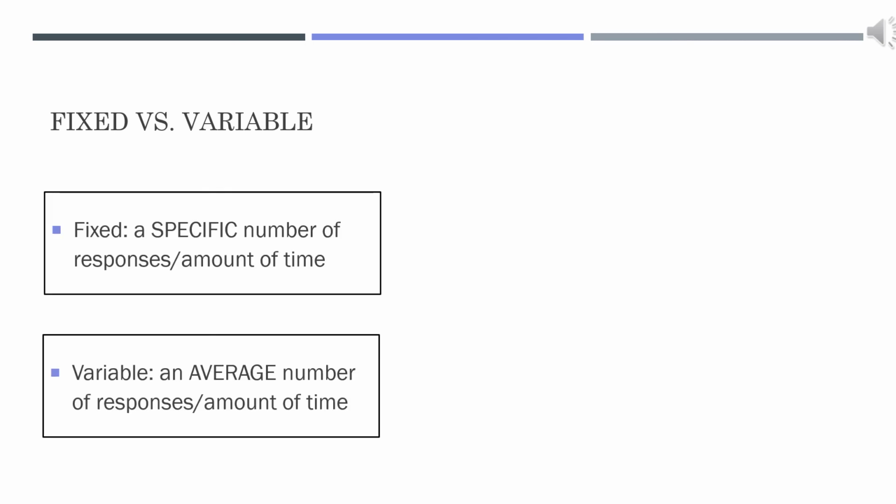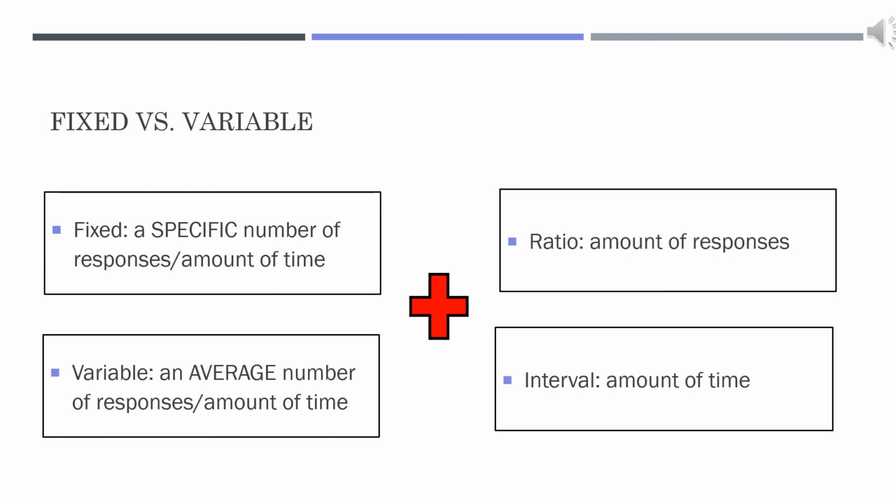To make the difference between fixed and variable schedules, as well as interval and ratio schedules more clear, we've provided the following breakdown. The first word will be fixed or variable. This will signal whether you are attending to a specific or average number of responses. The second word will be ratio or interval. This will refer to whether you are attending to the amount of responses or the amount of time.